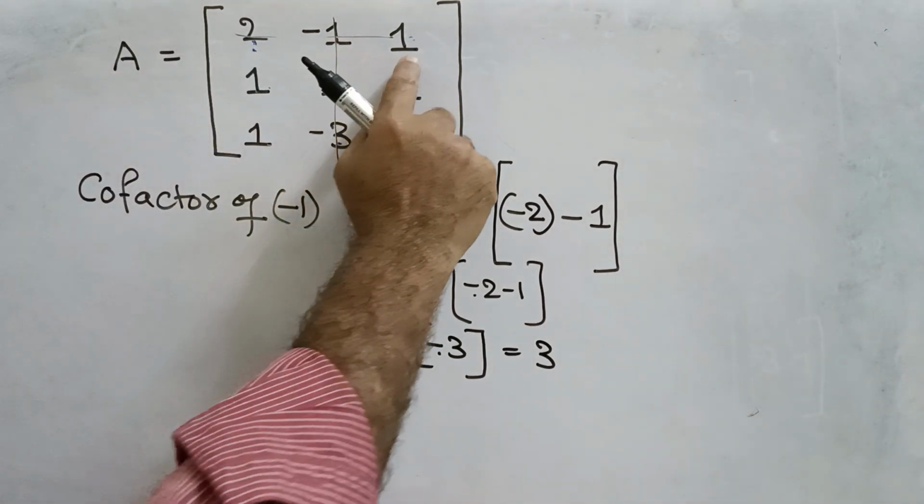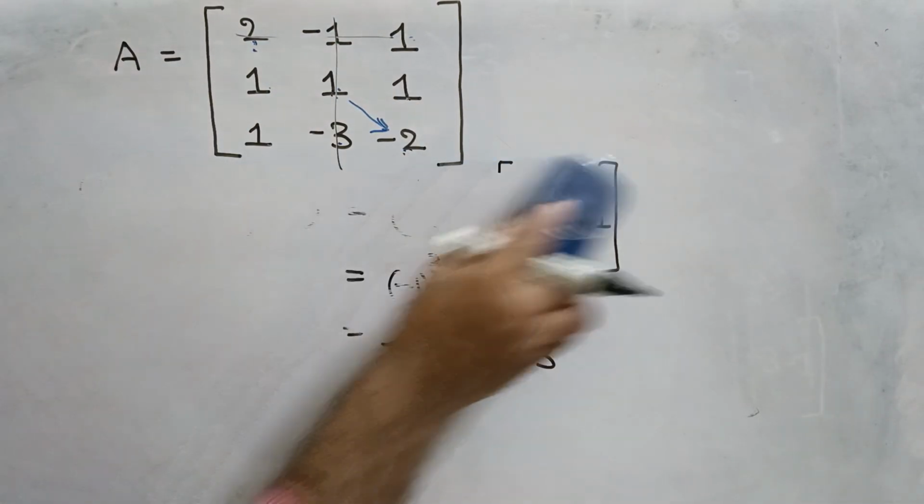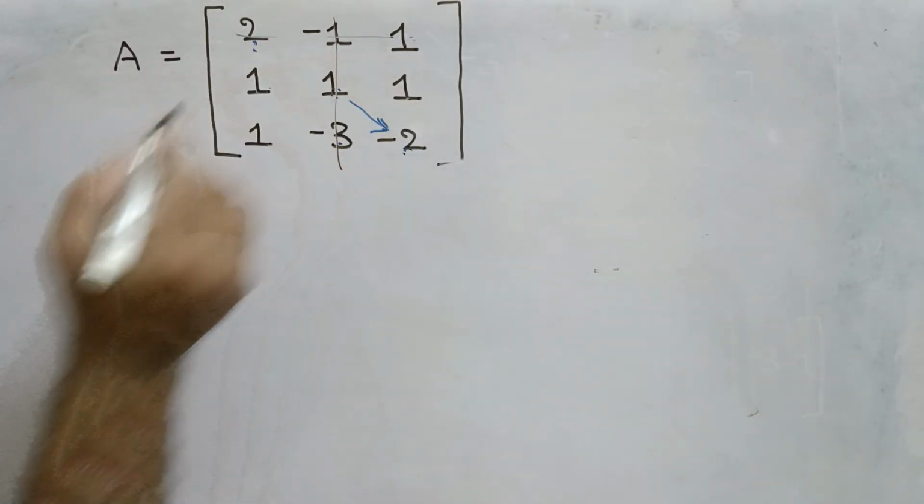Similarly, find out the cofactor of the third element of the first row. Likewise, you can do all the things. So what is the cofactor of 1?